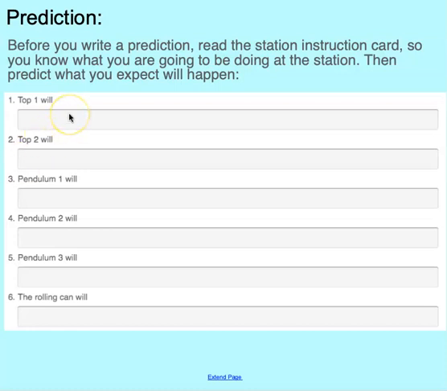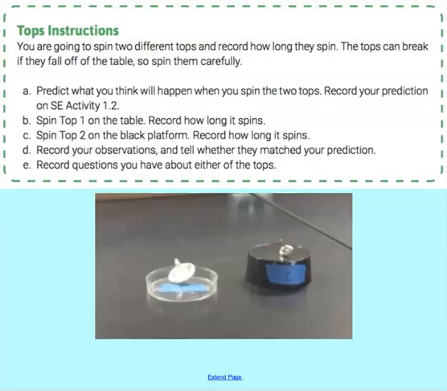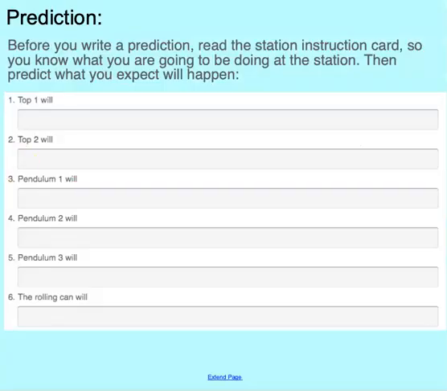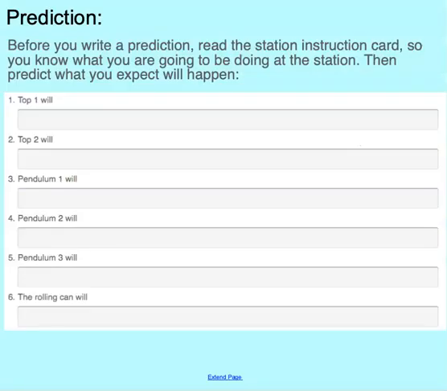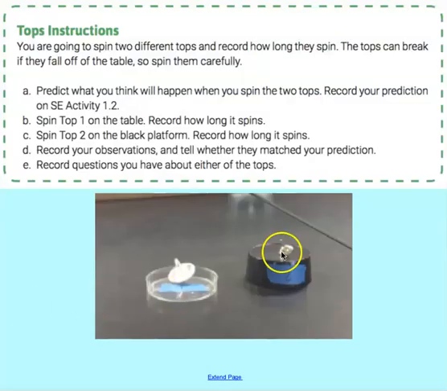So you're going to predict what will happen to top 1 and what will happen to top 2. Here's the station card, and you can see top 1, the little one right here, and here's top 2. Both of these are going to be spun, and all I want you to do is make a prediction. When top 1, again, this is top 1, when you spin it, what do you think is going to happen? What's your prediction? And the same thing for top 2.